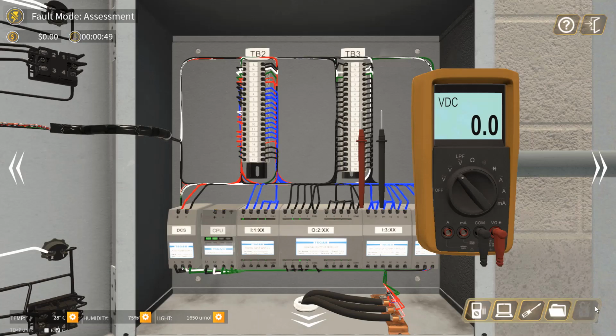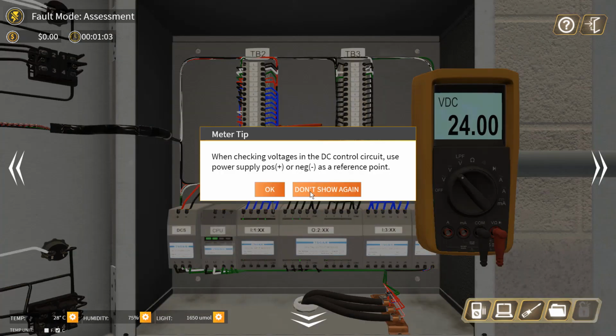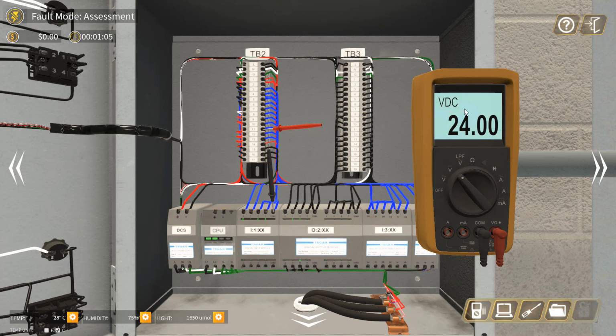Now we can measure the DC voltage. We put the black probe here, and the red probe at point 11 of the TB2. Now you can see you're able to get the voltage here but unable to get the voltage here, meaning the wire here has an open circuit or there's a loose termination at this point or this point.